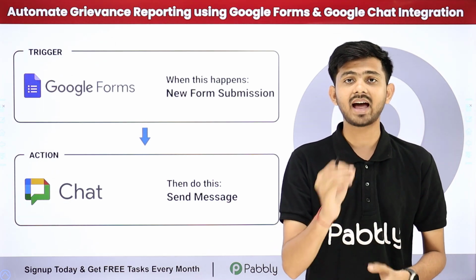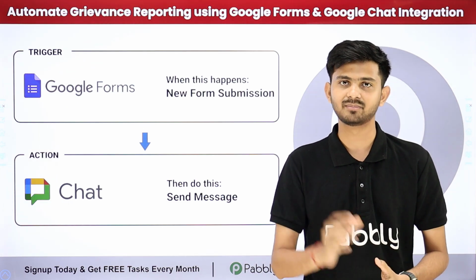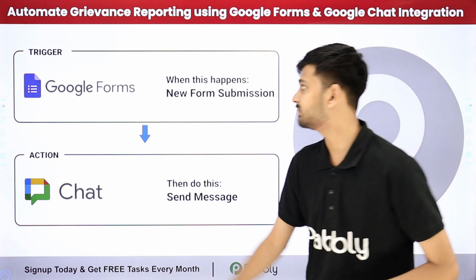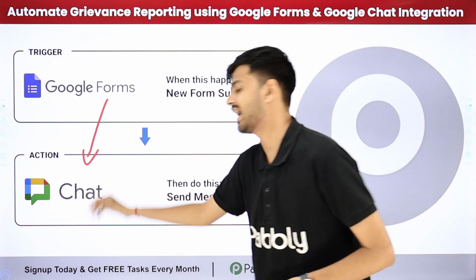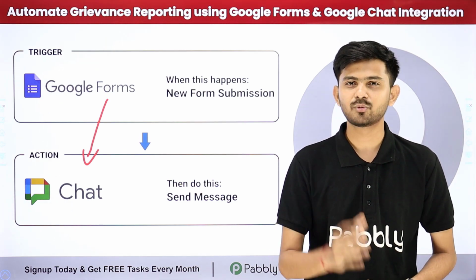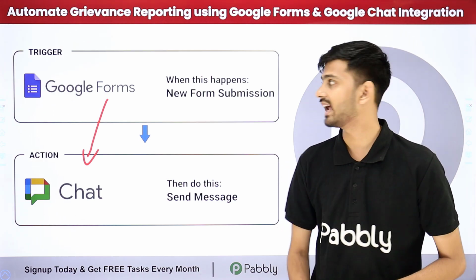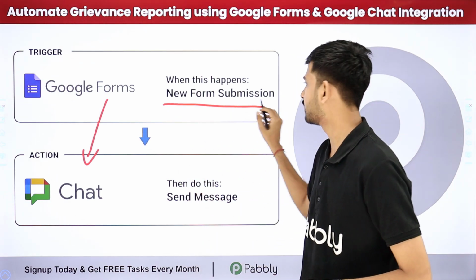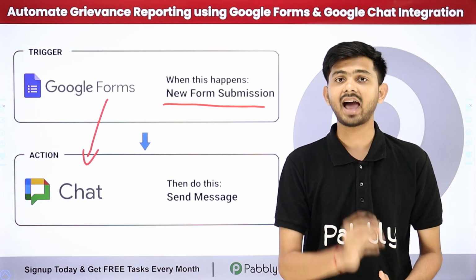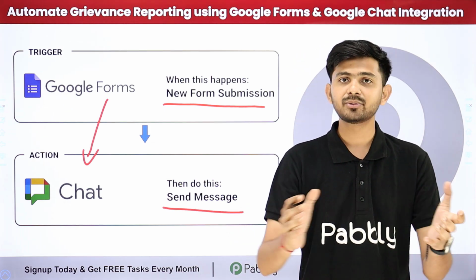So as I receive that on Google Chat, I can promptly address that issue and we can solve that problem. So for my objective, what I need to do is build a connection between Google Forms and Google Chat. For building this connection, I'm going to use Pabbly Connect, which is an amazing software for automation and integration. Now with Pabbly Connect, as I receive a new form submission from Google Forms, then automatically by capturing those details of the form submission, I can send a new message on Google Chat.